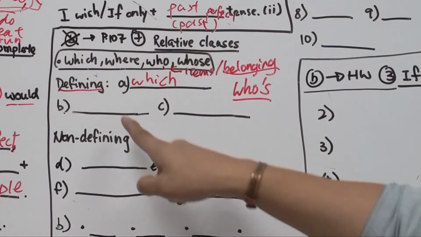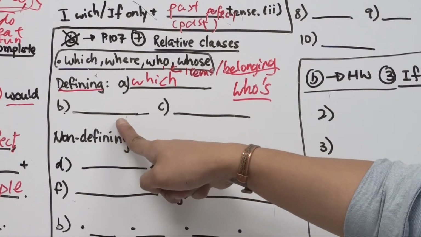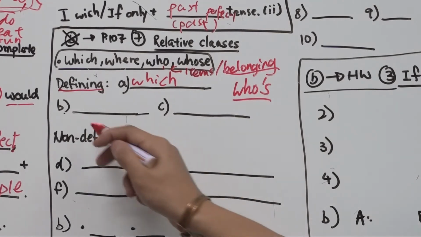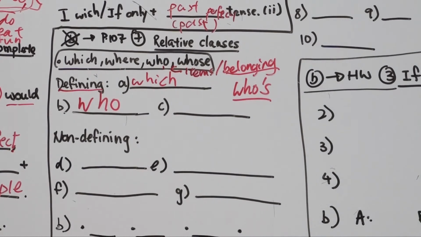Alright, what about part B? Now that you know how to do them. Part B. Tom Cruise is the actor I admire most. Tom Cruise is the actor, who, because it's a person. Who I admire most. Everyone at home, if you're getting confused, listen carefully and write down some notes. Everyone here too, you can write down some notes to remind you. Who is talking about a person, right? Tom Cruise is the actor who I admire most.